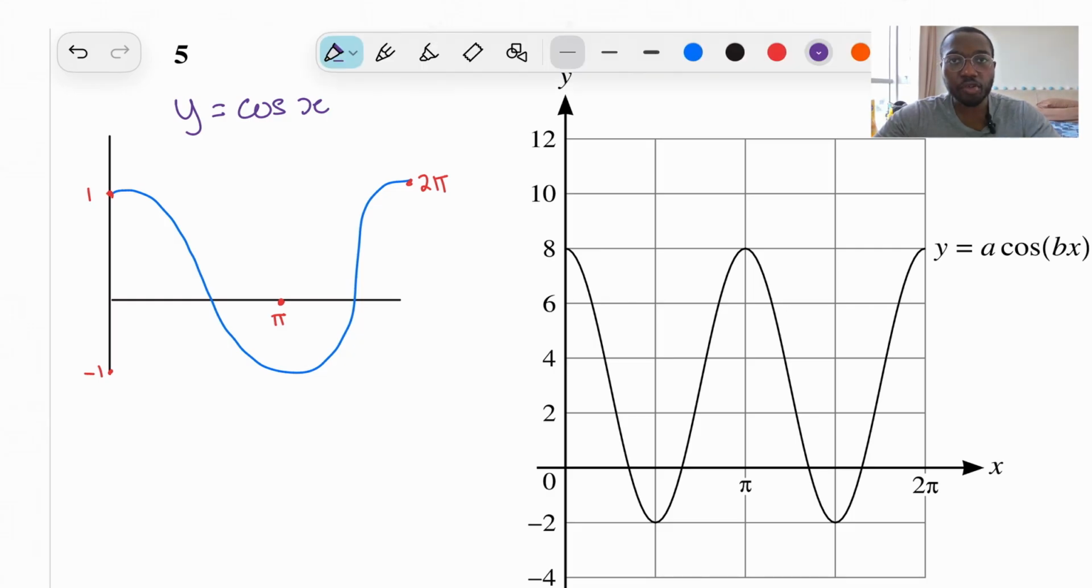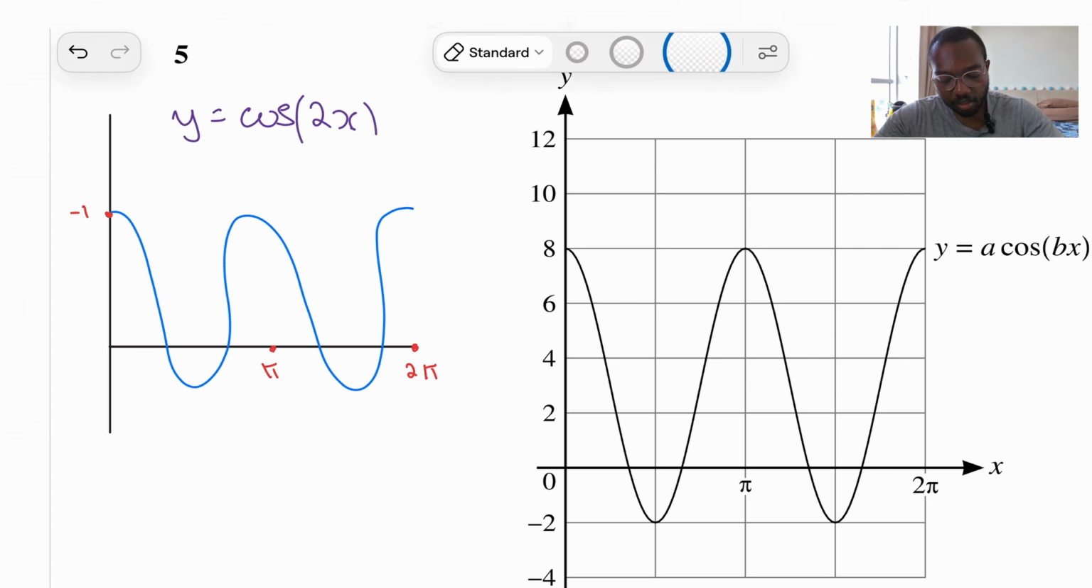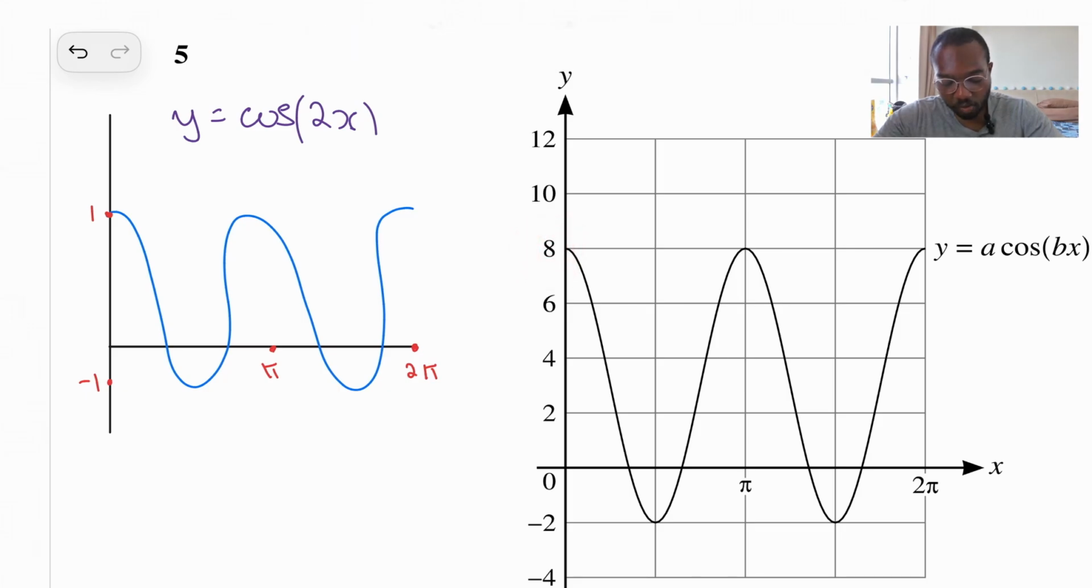So if we know our b value is 2, now let's draw a graph of y equals cos 2x. So now I've drawn the graph of y equals cos 2x, and it's taken the shape. It looks very similar now. But as you can see, it should be a 1 here, and down here a minus 1. In the graph that they've given us, we've got an 8 here, so the maximum is 8 and the minimum is minus 2. So we now know that they've definitely stretched it by a scale factor in the y direction and shifted it either up or down.